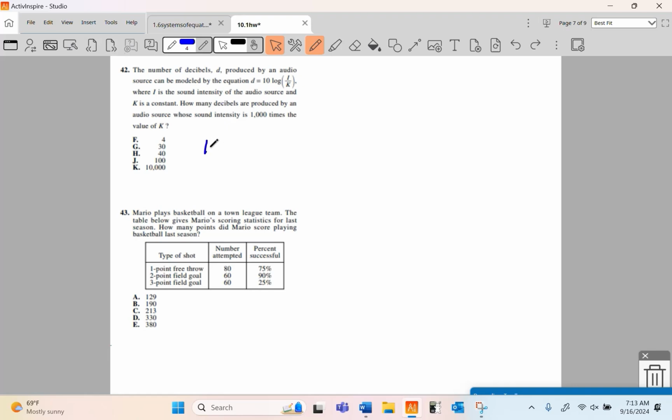So this would be 10 log. 1,000 times K is 1,000 K, and it's still sitting over K. We don't know what K is. But if I'm willing to write it down, I'll notice that the K's cancel. 10 log of 1,000.